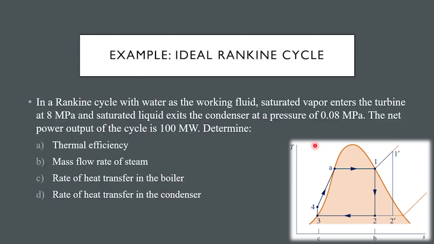In a Rankine cycle with water as the working fluid, saturated vapor enters the turbine at 8 megapascals and saturated liquid exits the condenser at a pressure of 0.08 megapascals. The net power output of the cycle is 100 megawatts. We want to determine the thermal efficiency, the mass flow rate of steam, the rate of heat transfer in the boiler, and the rate of heat transfer in the condenser.